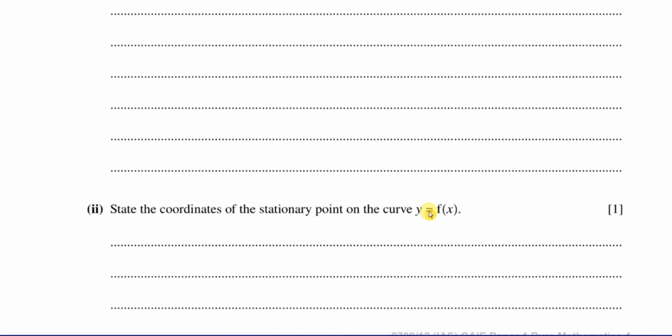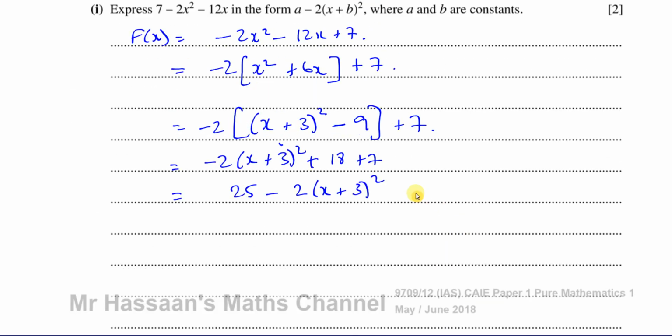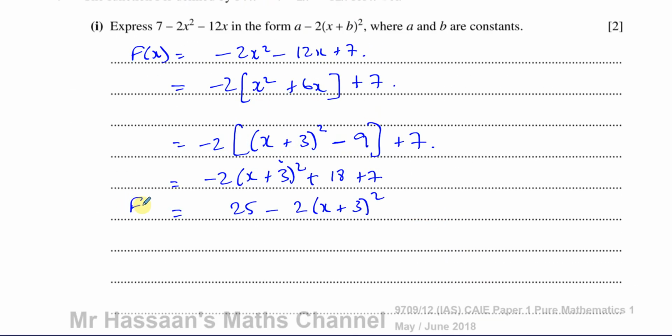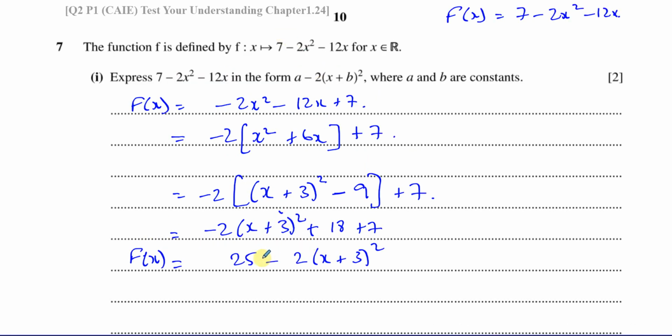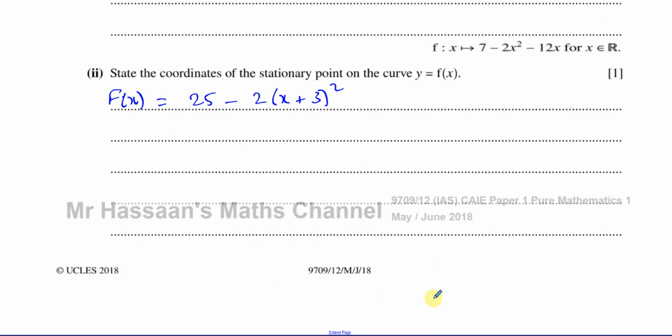And part 2 says, state the coordinates of the stationary point on this curve. So we have now got our function written in completed square form. Okay, so for part 2, it says state the coordinates of the stationary point on the curve y equals f of x. So we know f of x is 7 minus 2x squared minus 12x, which we completed the square and put in this form. Now this is a form from which we can straight away work out the coordinates of the stationary point.